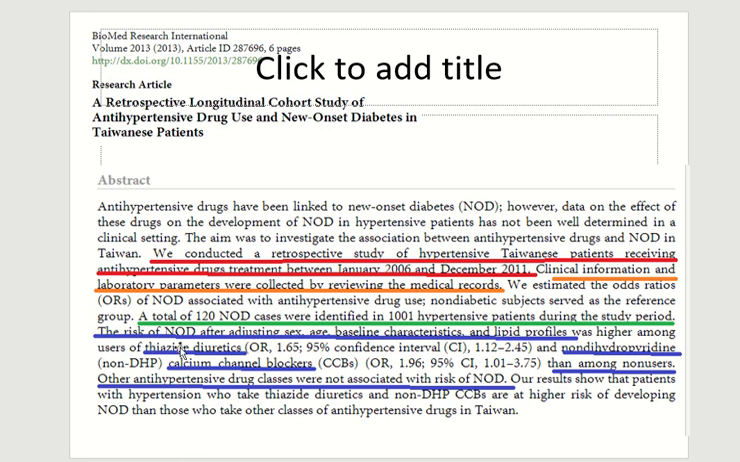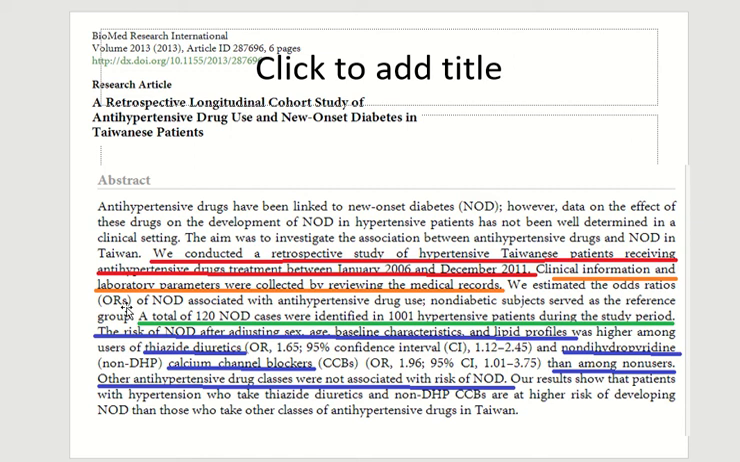We estimated the odds ratio of the new onset of diabetes associated with antihypertensive drug use, and the non-diabetic subjects served as the reference group. So they calculated an odds ratio, although we know that if you're doing a cohort, you can either calculate an odds ratio or a relative risk. So even if they're doing an odds ratio, the interpretation of this odds ratio would be built on the odds of the outcome in the exposed versus the odds of the outcome in the non-exposed, if you remember the lecture about the odds ratio.